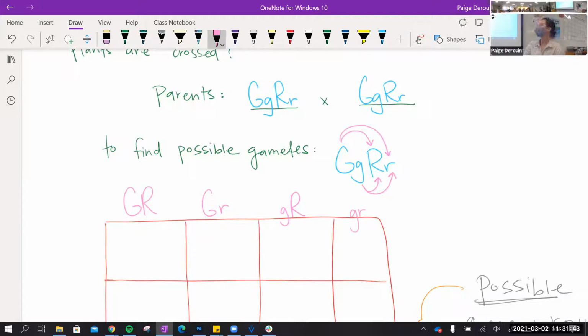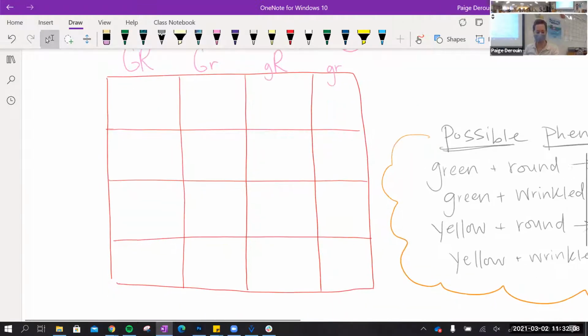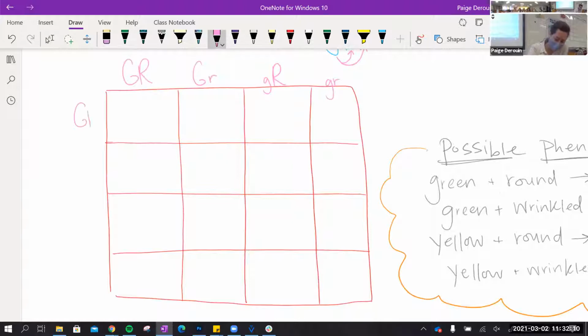When you do a problem like this, make sure that every square has a G and an R. If it has 2 G's, it's wrong. If it has 2 R's, it's wrong. You're going to get the very, very wrong answer from doing that. So make sure that everything has a G and everything has an R. For this situation, both of our parents were the same genotype, so going down the side, it's going to be the exact same. They're all GR.